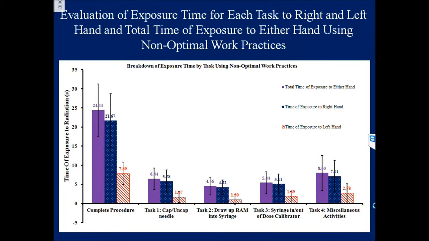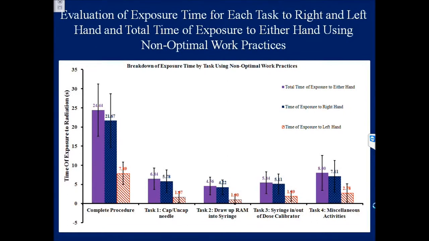In fact, when I compared the exposure time for optimal, it's about 50% of the non-optimal work practices for the whole procedure. That's a lot. And then the left hand generally received higher exposure than the right hand when using optimal, because of the needle, uncapping and recapping the needle. But the right hand was exposed for a greater time than the left when using non-optimal, because when you're holding the barrel of the syringe, that's where most of your radioactive material is when you're trying to make up a radiopharmaceutical.